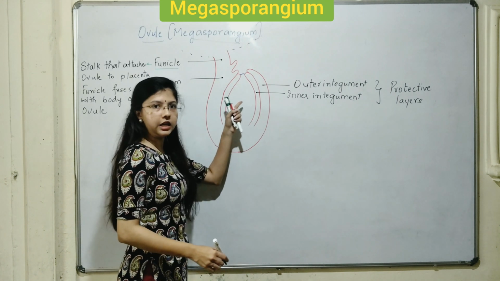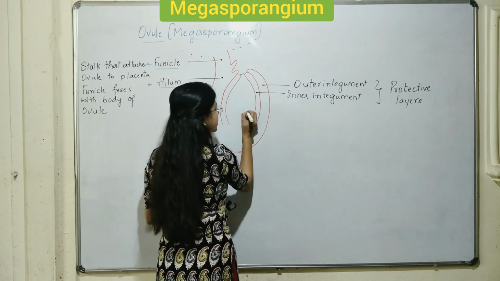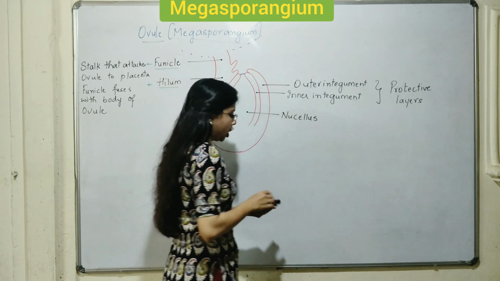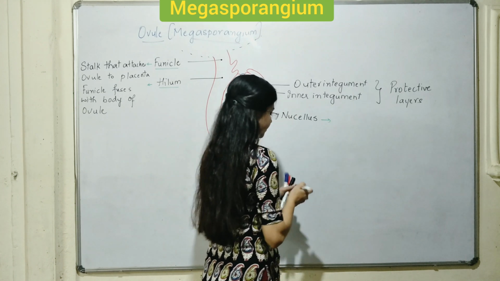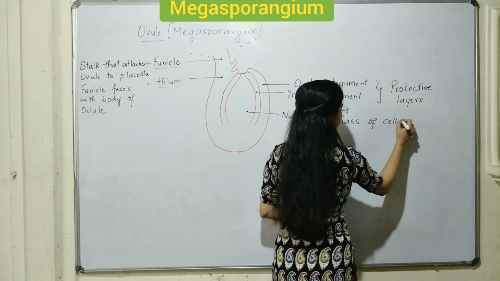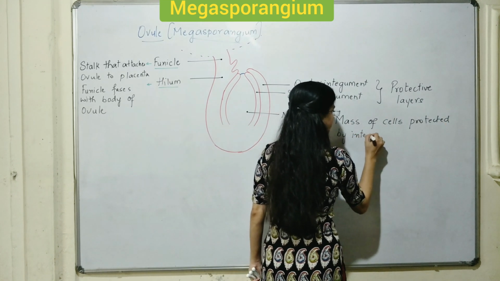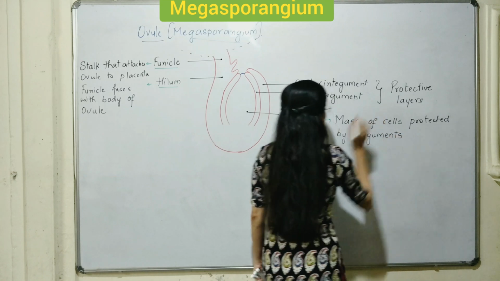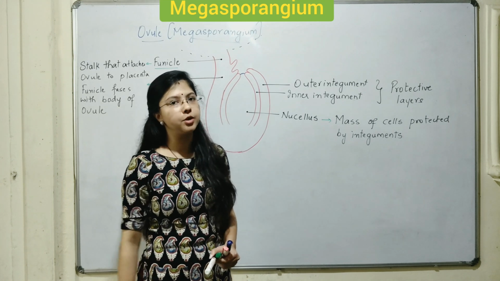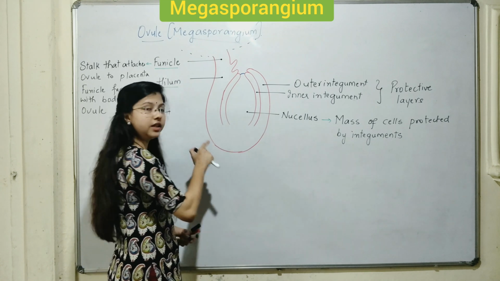Next, inside the integuments, there is a region where a mass of cells is present, and that region is called the nucellus. Nucellus is the mass of cells that is protected by the integuments. Now, one of the cells of the nucellus is going to give rise to the megaspore mother cell, from which the female gamete will develop. We will study that later. Let us first see only the structure of the ovule.